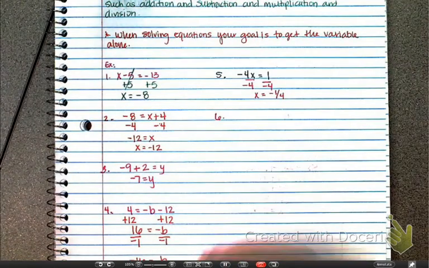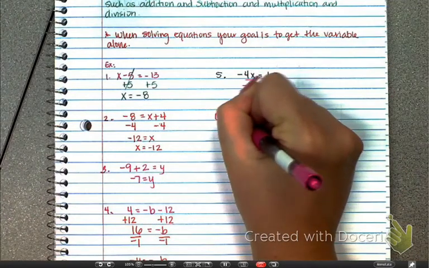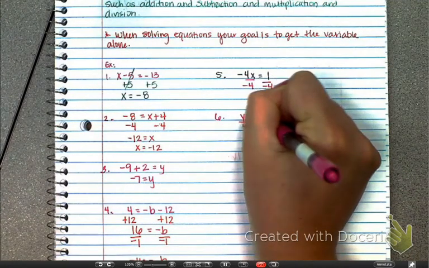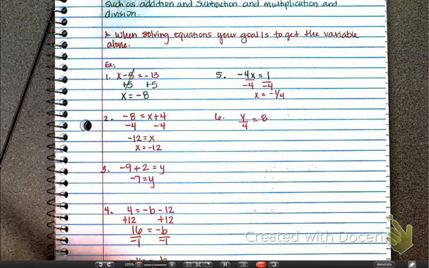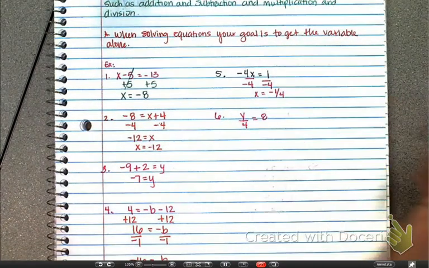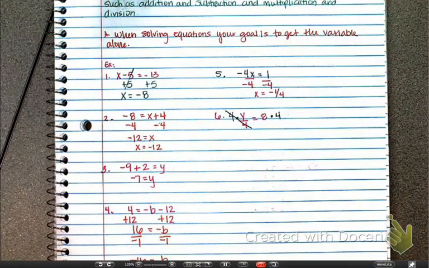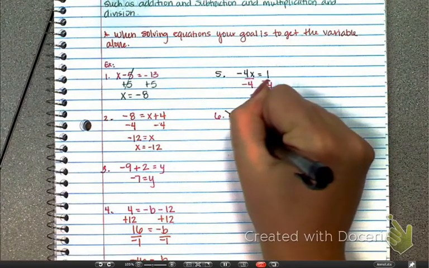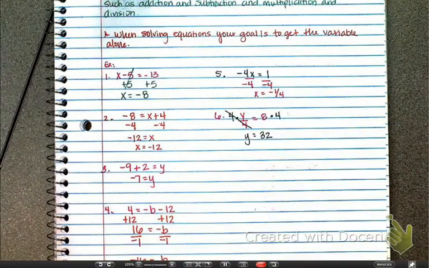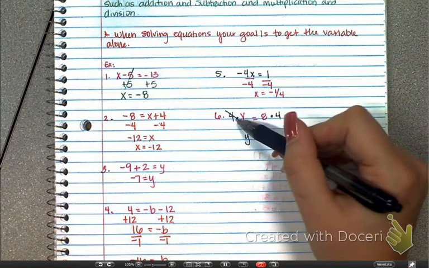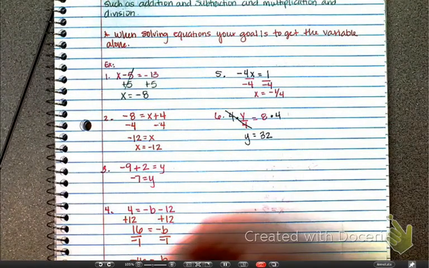All right. Let's try this one. So y over 4 equals 8. What operation am I currently performing? Division. So opposite of division is multiplication. The 4's are going to cancel and become a 1. So really we just have a y, and 8 times 4 gives us 32. Yes, ma'am? Yeah, which is what we technically are doing here. We're cross-canceling.